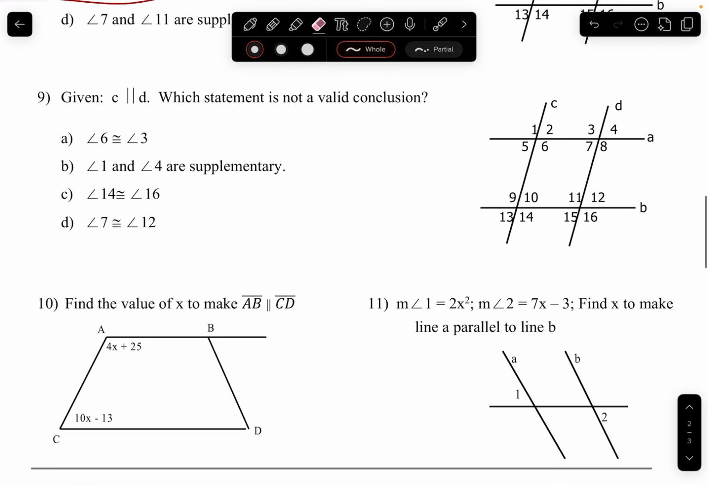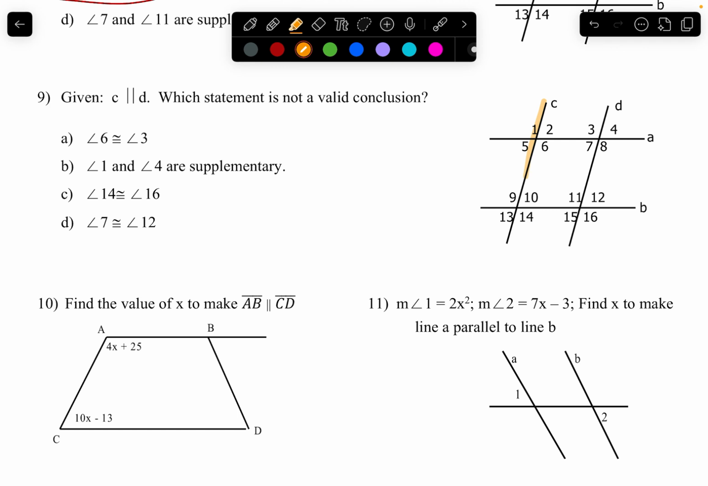All right, in this image, C is parallel to D. So I'm going to do the same thing I did last time because, again, we're looking for which statement is not a valid conclusion. All right, we got angle 6 being congruent to angle 3. They share this line, which means that C and D would have to be their parallel lines, which is true and not what I'm wanting. Angle 1 and 4 are supplementary. So here's angle 1, here is angle 4. They share line A, which means C and D would have to be their parallel lines, which is true and not what I'm looking for.